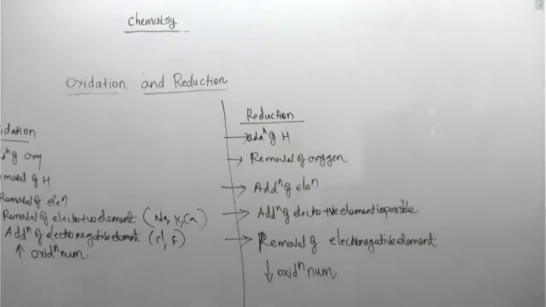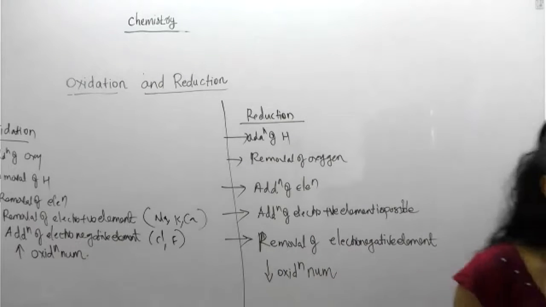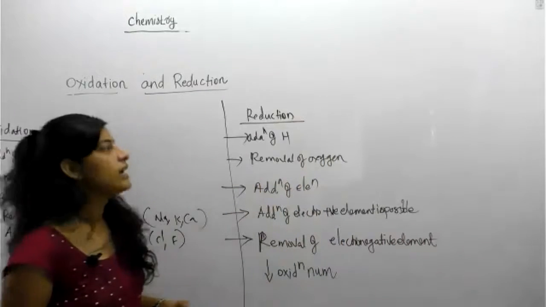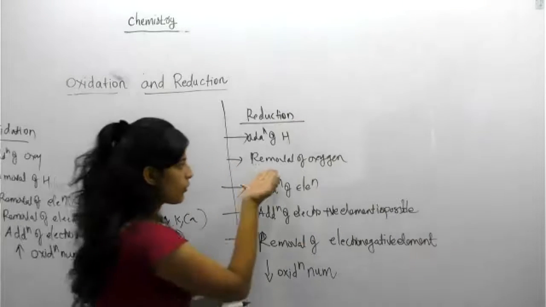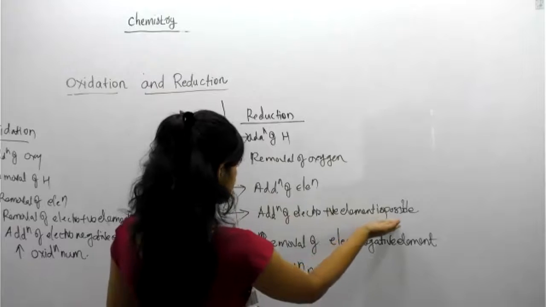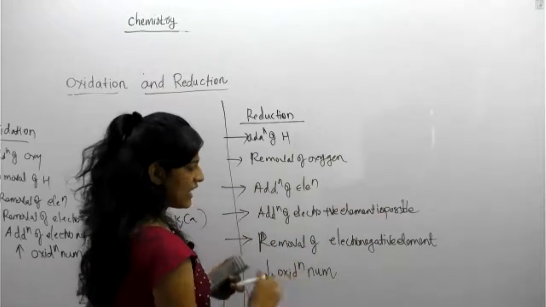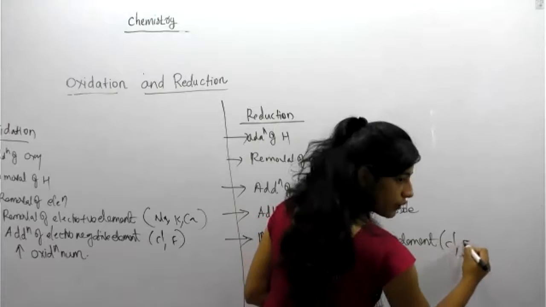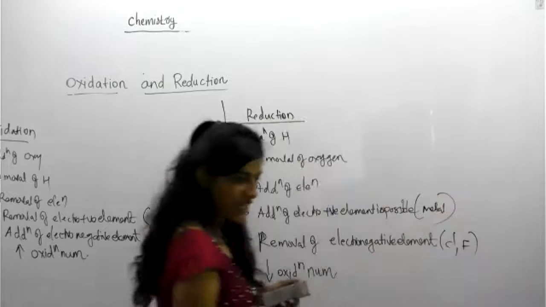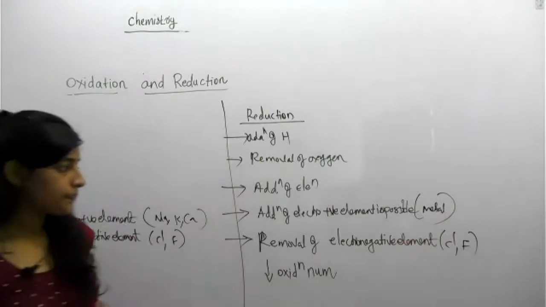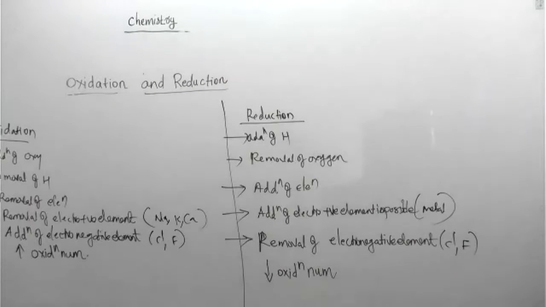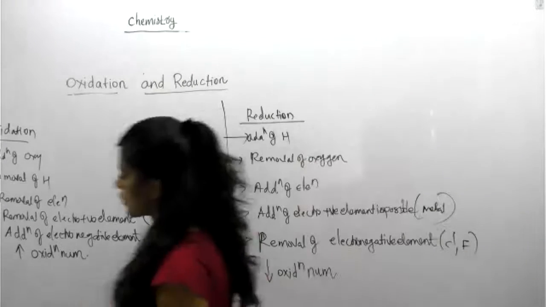That's why, while you are checking whether a reaction is an oxidation or reduction, at that time you definitely want to know the following terms: addition of hydrogen, removal of oxygen, addition of electron, addition of electropositive element, then removal of electronegative element. Electronegative element means chlorine, fluorine, like this. Electropositive means metals. Most of the metals are electropositive in nature. They have a tendency to donate electrons. So study these points very quickly.